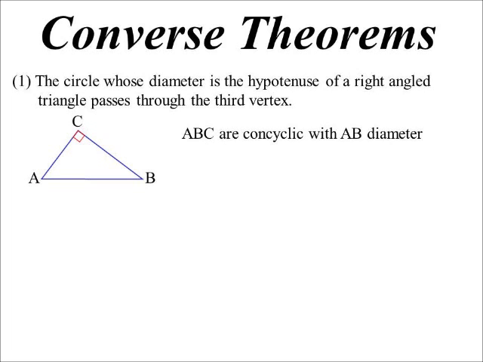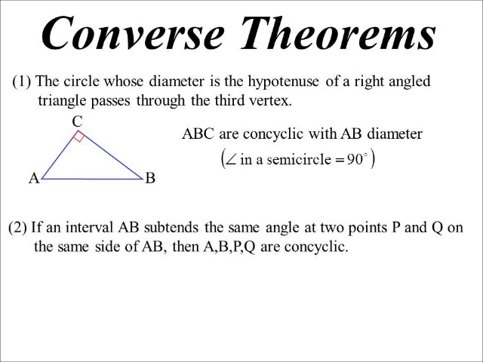So if I was going to use this idea in reverse, I'd say, well, look, I know A, B and C are concyclic, and AB would be the diameter. And the reason I'm using is that same theorem, but I'm just using it in reverse. Angles in a semicircle are 90 degrees. So I could do a similar thing with something like this.